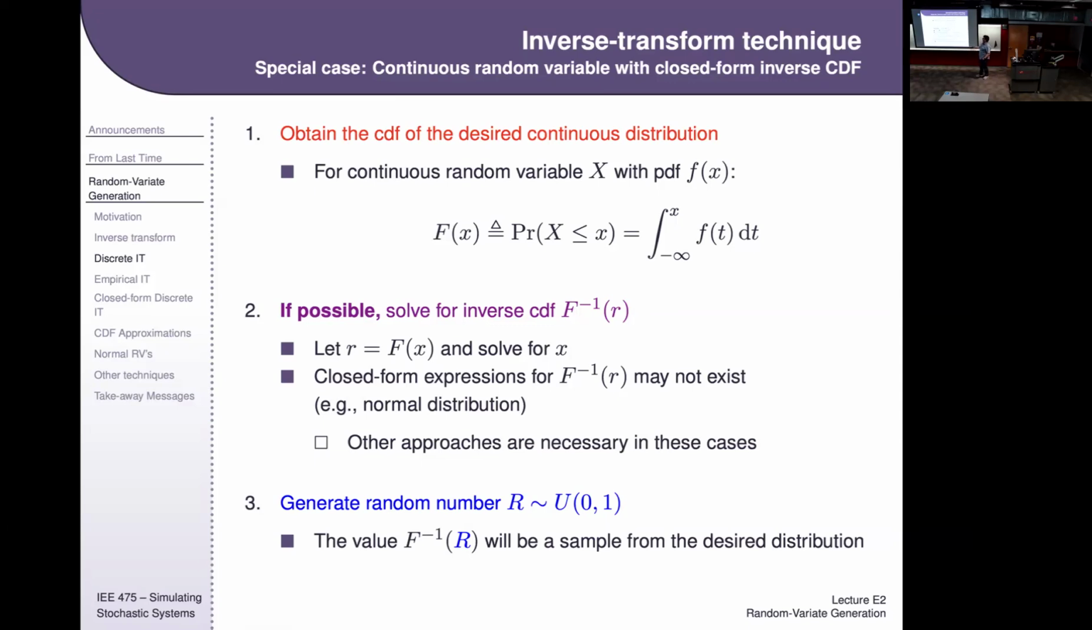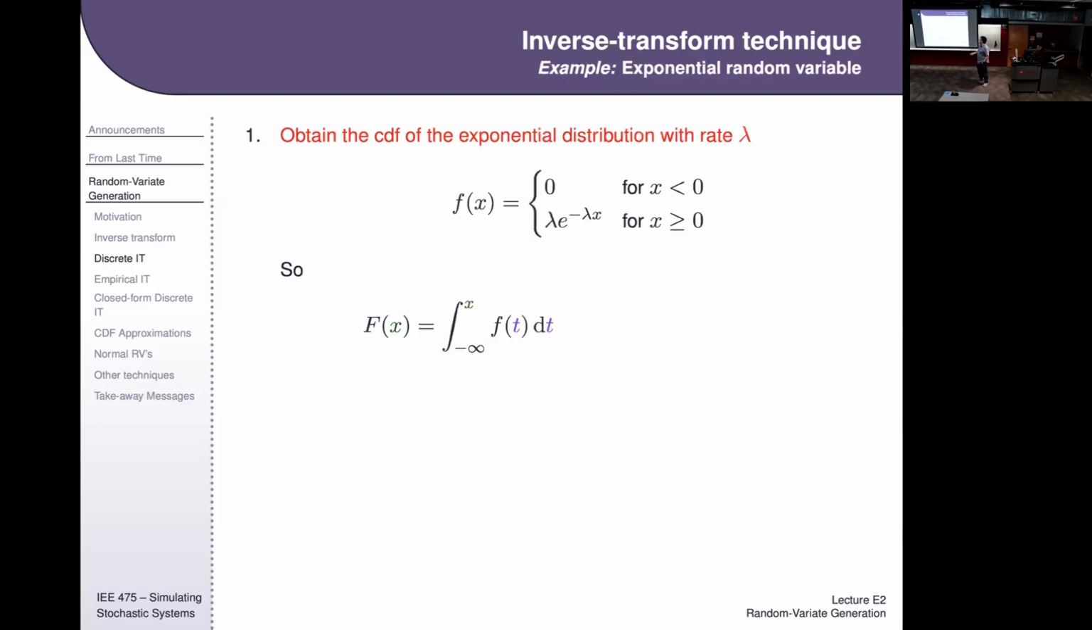To do that, you just let R equal your CDF, and then you solve for X in terms of R. Again, this may not exist. The normal distribution is one example, and we have other approaches for that case. But anything I give you will exist, and you'll be able to do this. Once you have this inverse CDF or quantile function, you generate a random number between 0 and 1, assuming your computer gives you one of those, or you use an LCG to do it. Then you run that into your inverse CDF, and the value you get out will hopefully be a random draw from your desired distribution. So let's see an example of that.